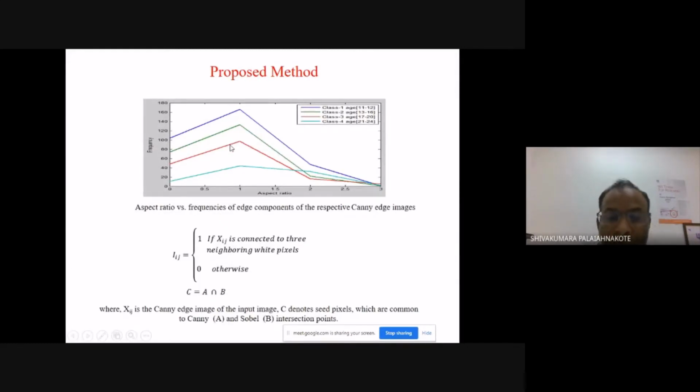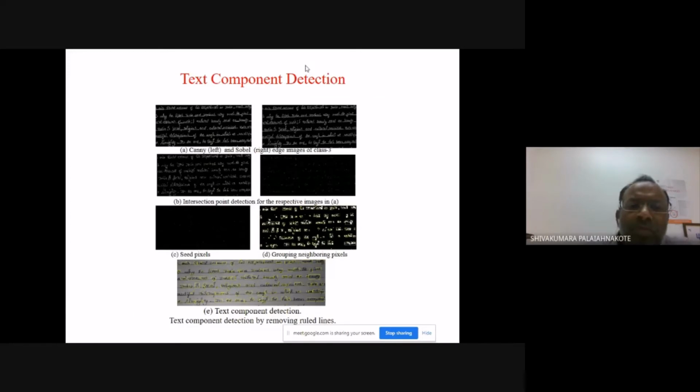This is very important. If we just propose some algorithm without this diagram, nobody will appreciate or accept your work. Now, what is our goal here? We are trying to extract some dominant points. We don't need all the components, only the text components. You try to extract those components now.